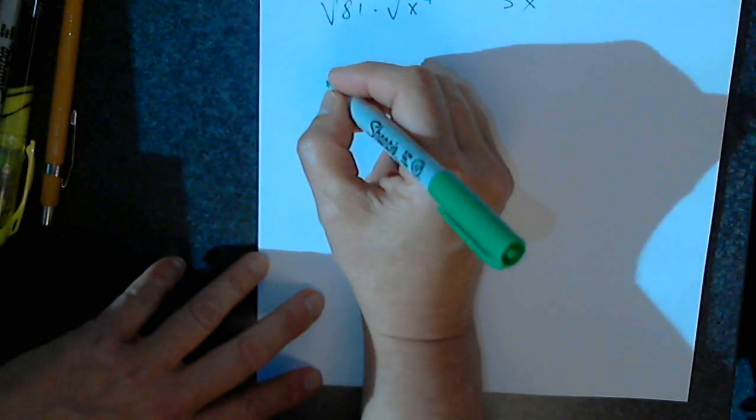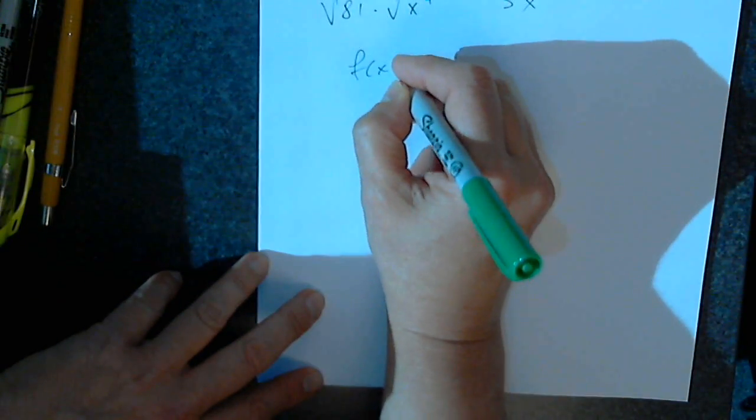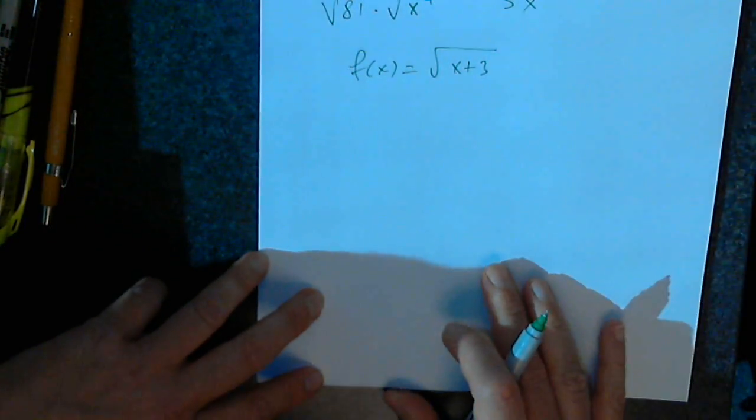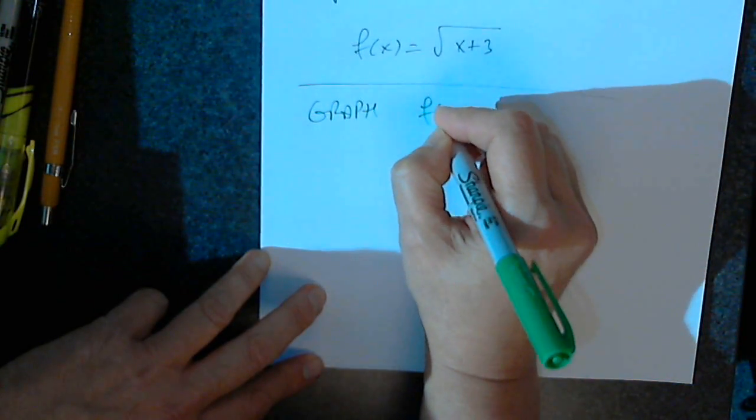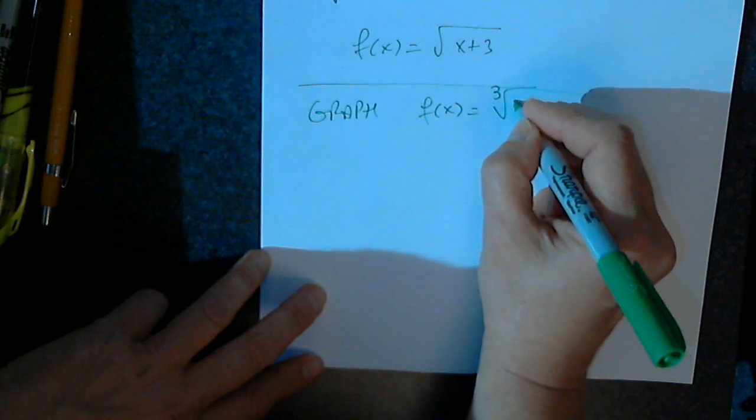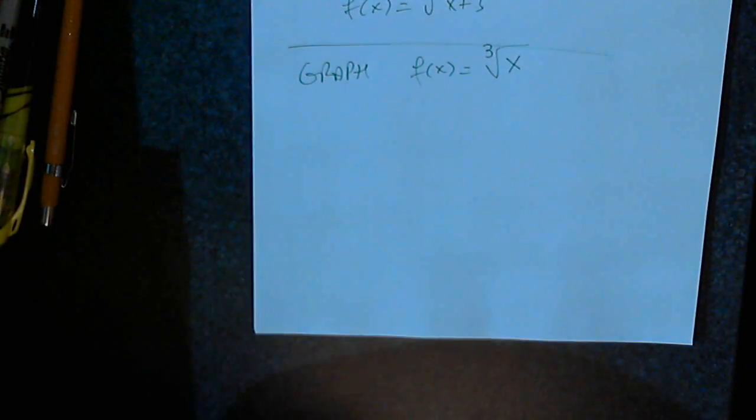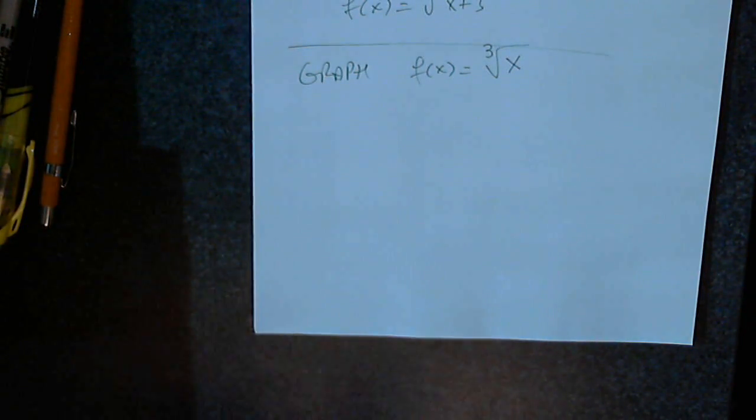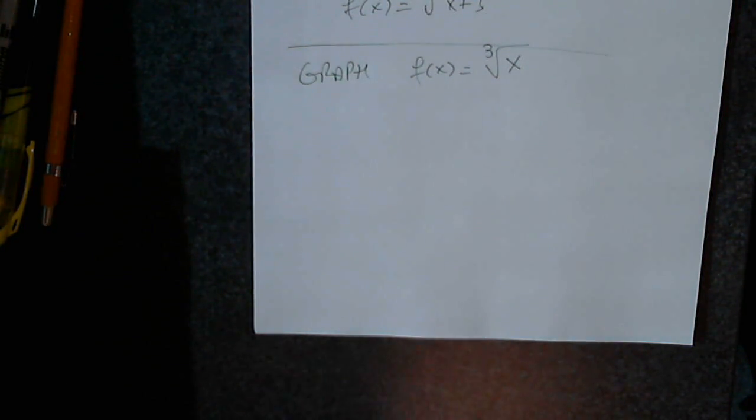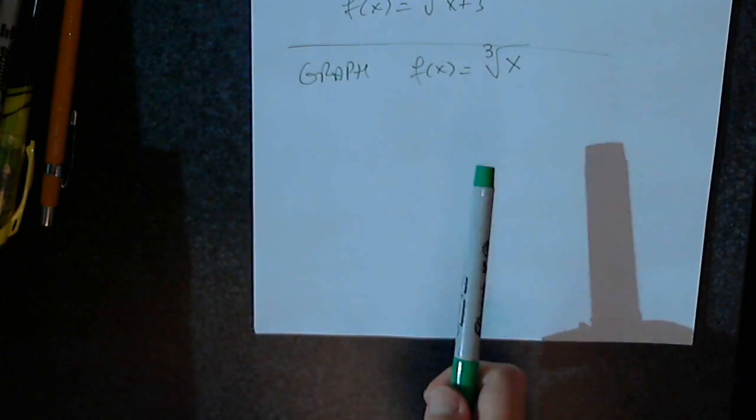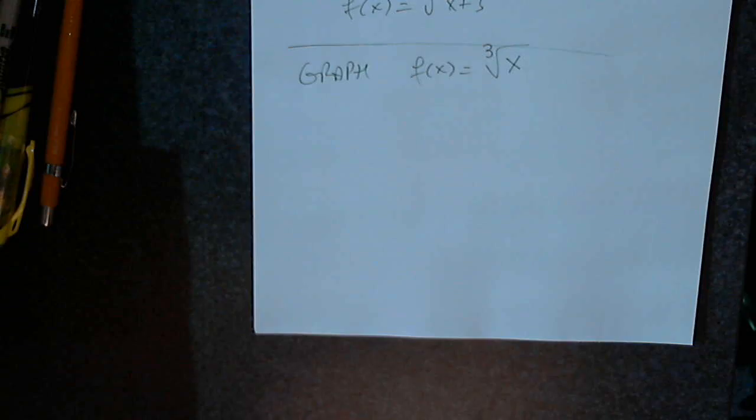Okay, since we know how to graph a function like the square root of x plus 3, we did that, I would now like to graph f of x equals the cube root of x. How many functions do we know how to graph so far? The linear function, the absolute value, the second one, and the square root. This will be the fourth function, the cube root.